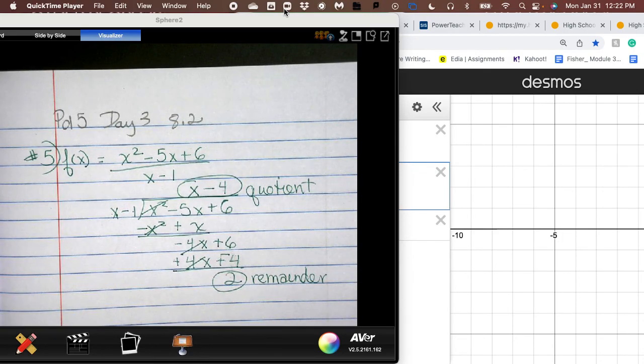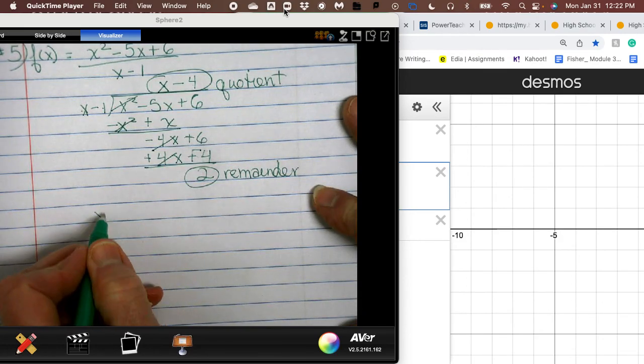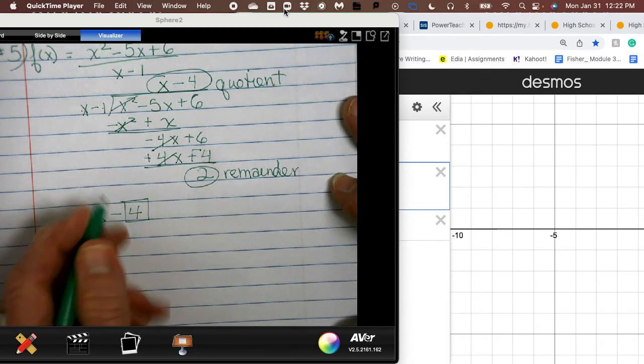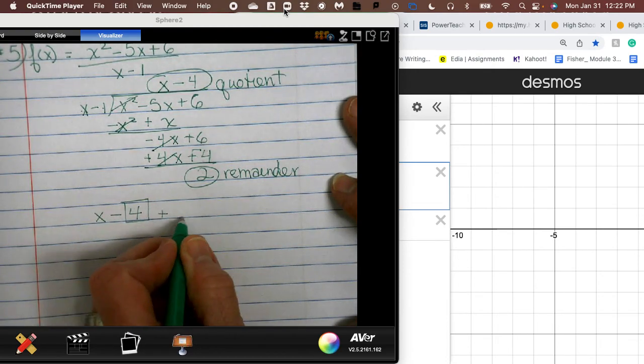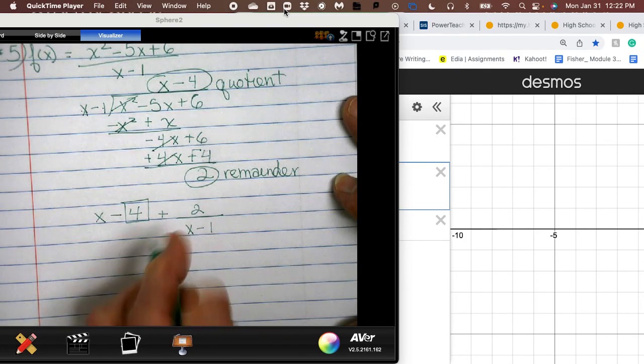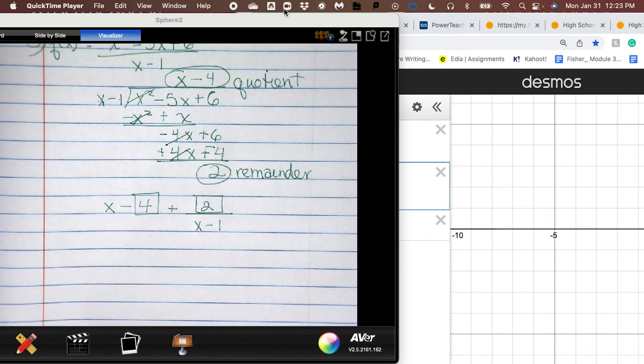And so when I write it into my software, they want the quotient in front. They already have the x and minus. You just have to put in the number 4, and then you write your remainder on top of the fraction they give you in the software. So that's where things live. Quotient plus remainder, just like a mixed number, quote unquote.